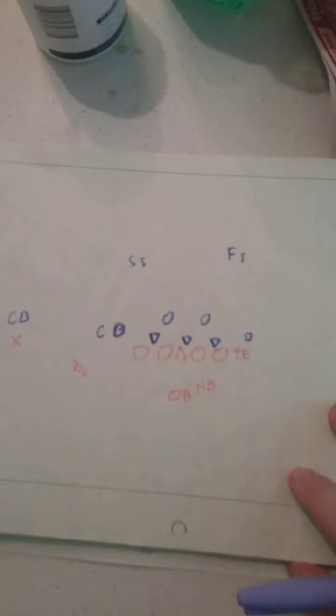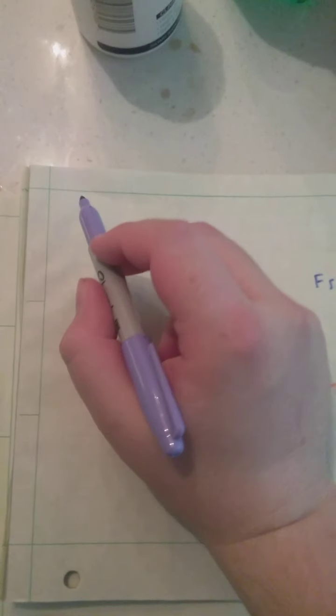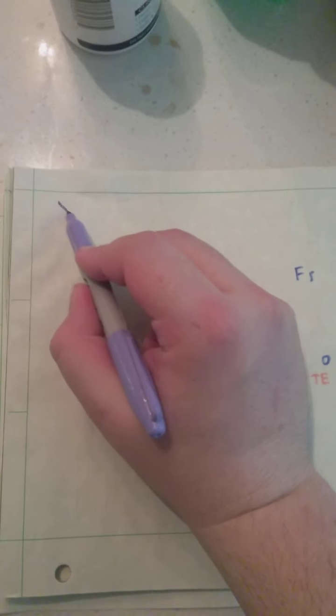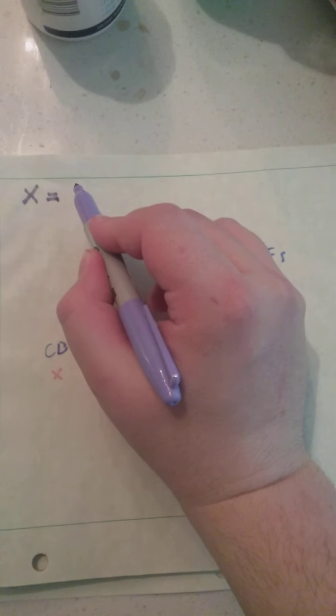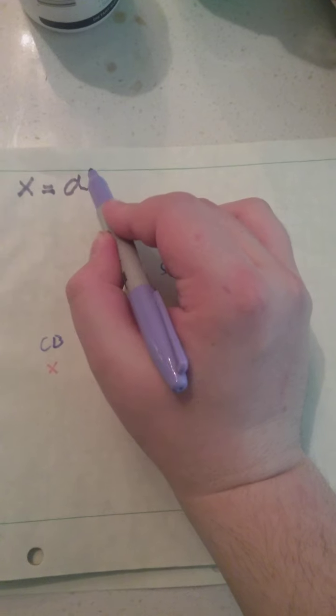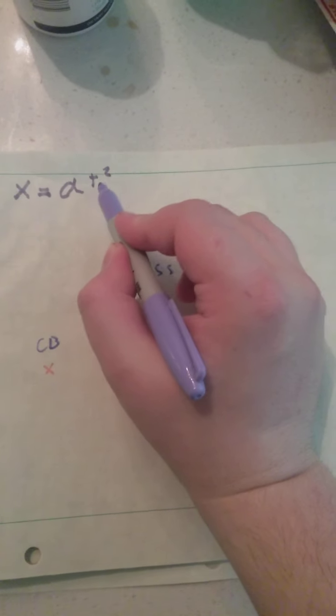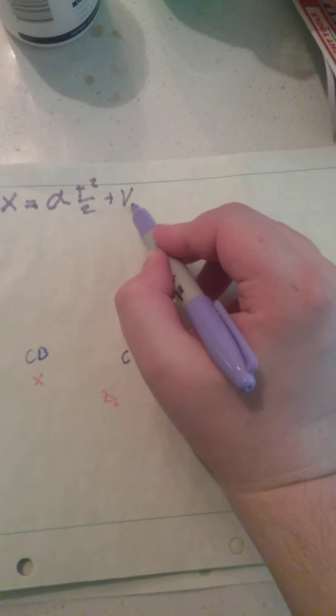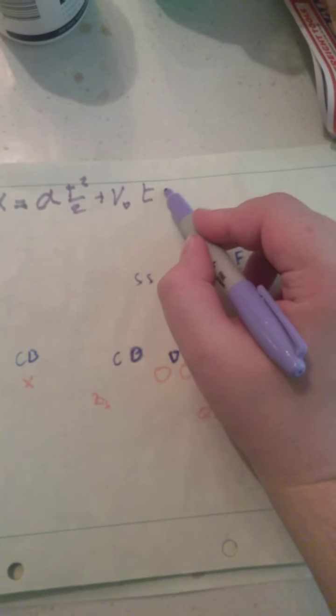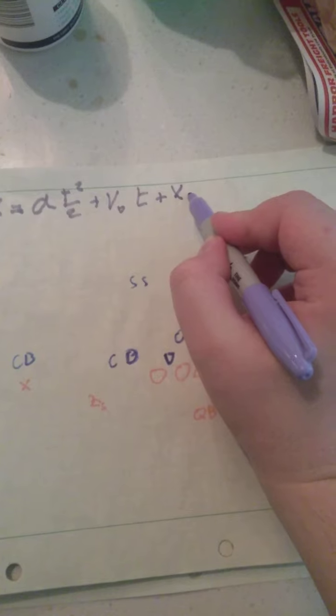Do some cool football theory stuff. So I'm going to start with a basic formula from physics and calculus, which is position is equal to acceleration times time squared over 2, plus initial velocity times time plus initial position.